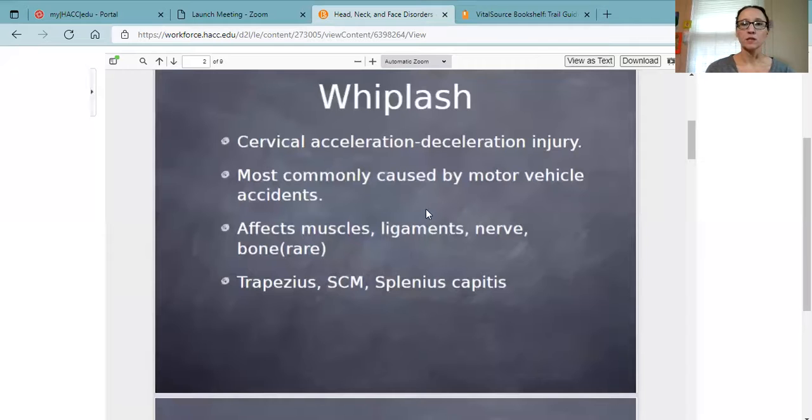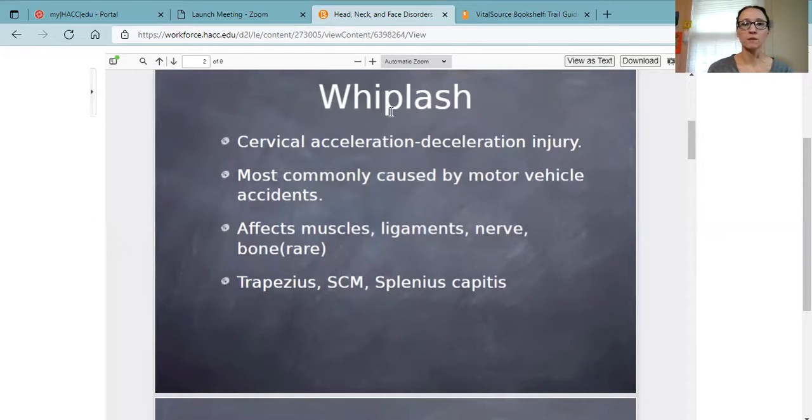All right, everybody. Welcome to Disorders of the Head, Neck, and Face. So this is just sort of a smattering of disorders, some of the more likely ones that you are to see. There are actually quite a few head, neck, and face disorders. So let's get started. We do have a PowerPoint that goes along with this. And here we are. I'm in your D2L.